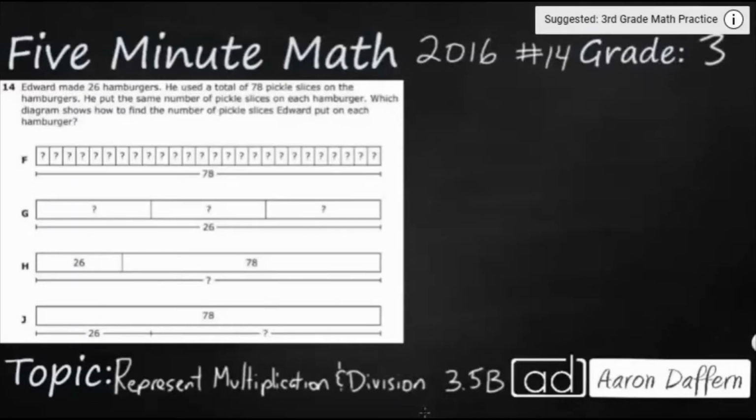So we have an interesting problem here because if you look at our answer selections, F, G, H, and J, we're not actually looking for a number. We're looking for a representation, or a diagram is what they call it here. So let's see if we can figure this out.